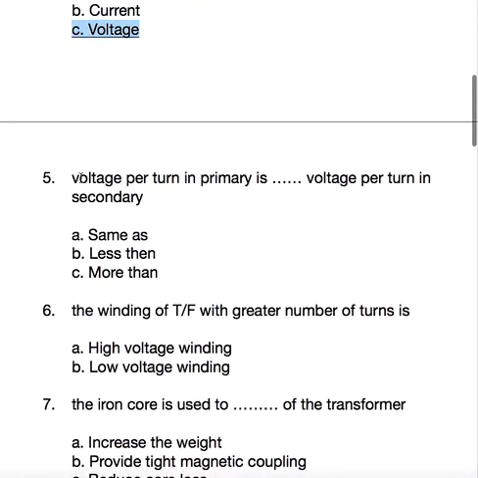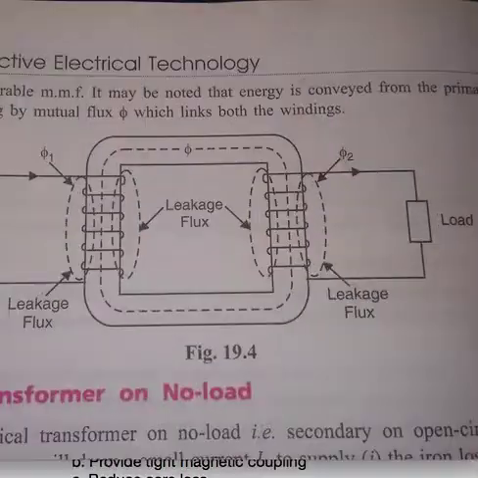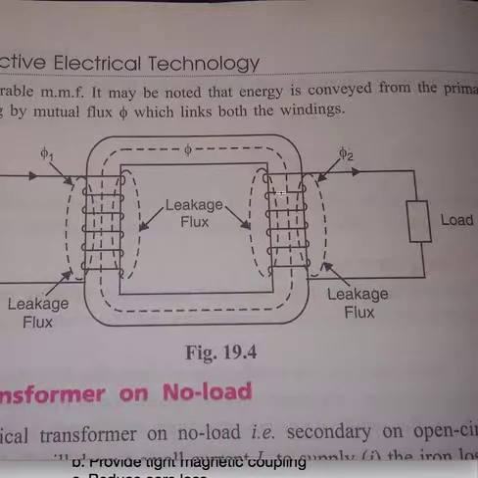Voltage per turn. Next question, fifth question. The voltage per turn in primary is dash the voltage per turn in secondary. Okay, what they are asking is, consider this one as a single turn, this one as a single turn, and this as a single turn. The voltage in one turn in primary is dash times the voltage in one turn in the secondary. The voltage will be same.